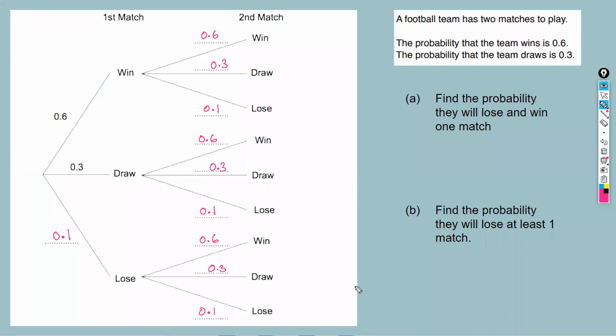Everyone okay so far? Once again, I'm not asking you to draw it, but just let me know if you're with me so far. I'll probably ask you to screenshot it after.